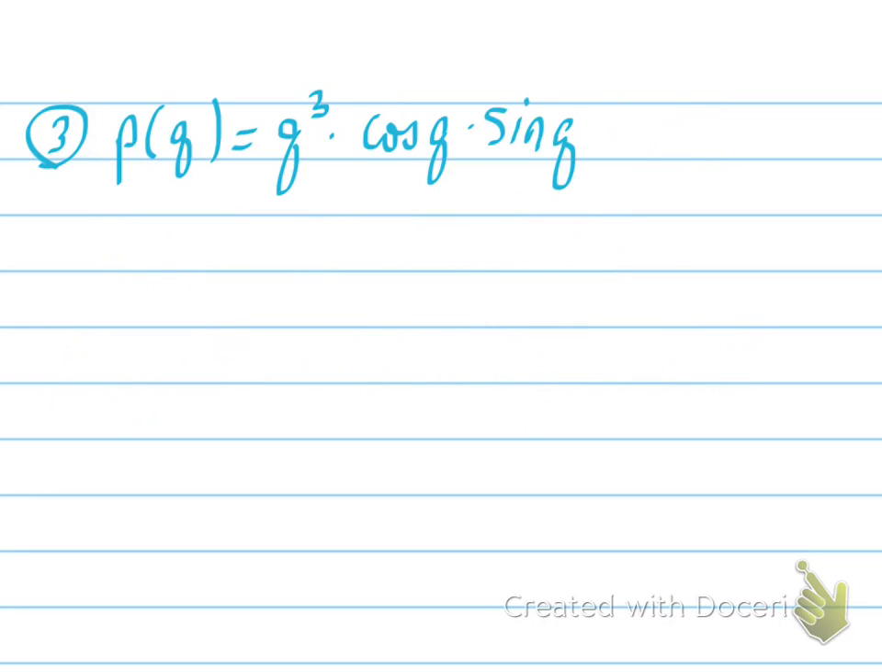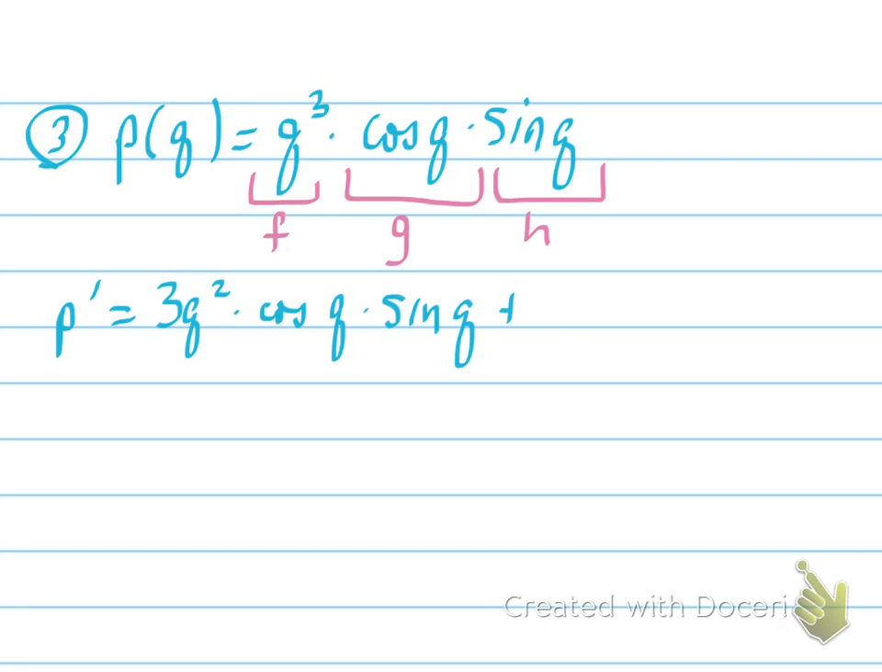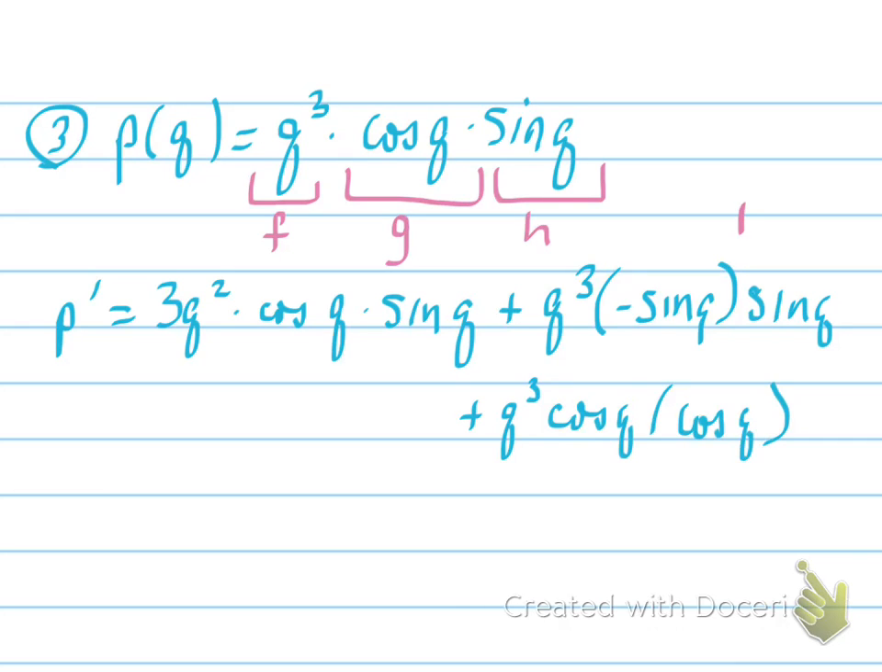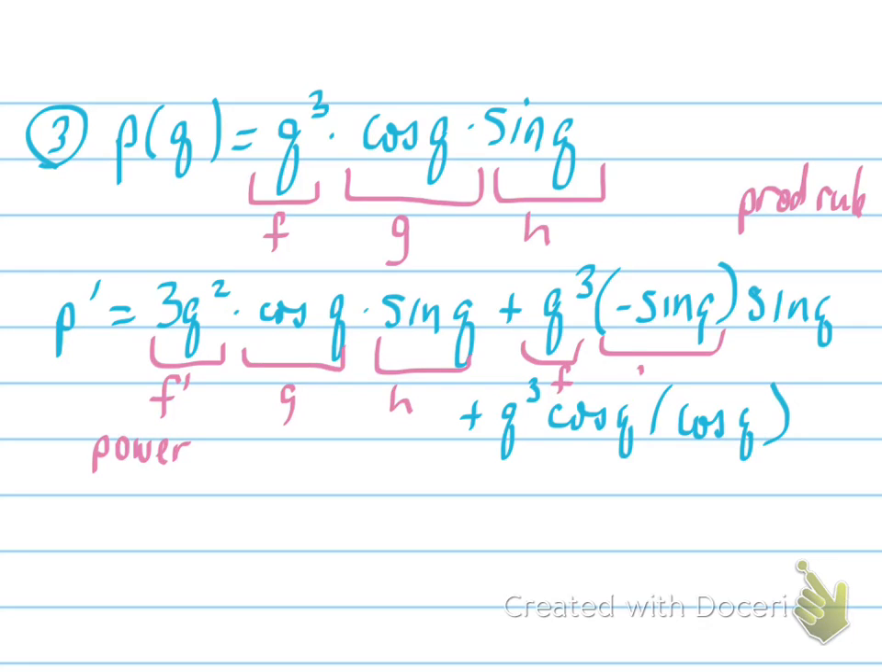So let's take an example. Let's say I have P of Q is Q cubed times cosine of Q times sine of Q. You should recognize this first as the product of three functions. So we'll use the generalized product rule here to compute P prime. We'll take the derivative of f, which is 3Q squared, and leave g and h alone, plus Q cubed times the derivative of g, which is negative sine Q, times h, plus Q cubed times cosine of Q times h prime, which is cosine of Q, because that's the derivative of sine.